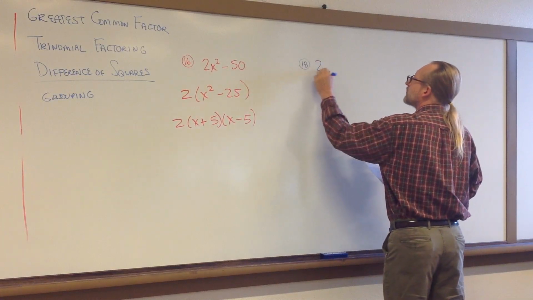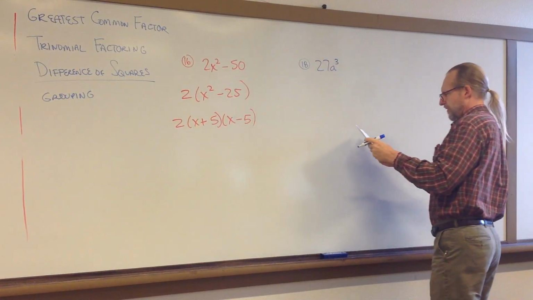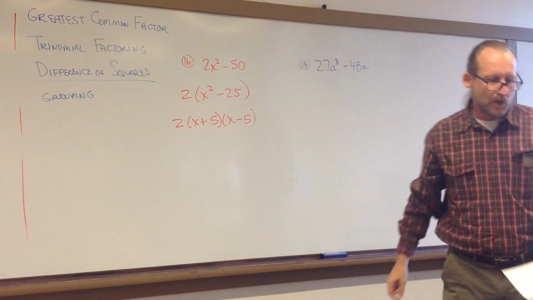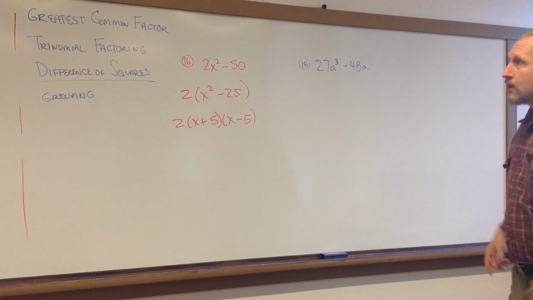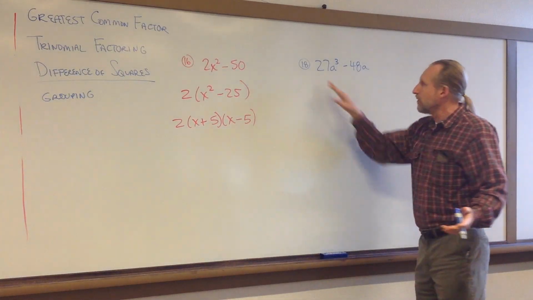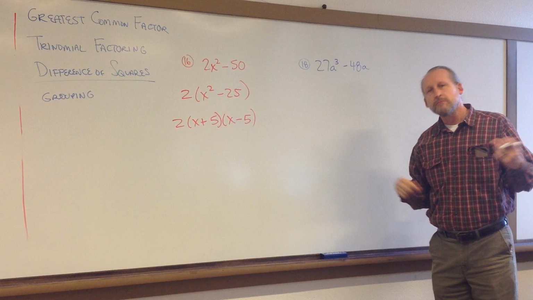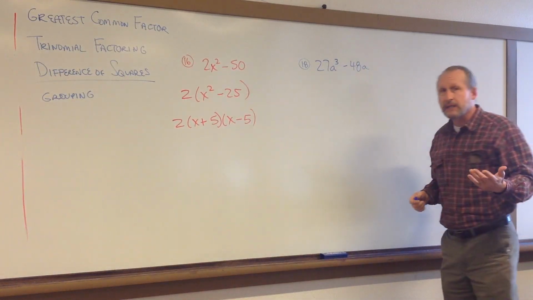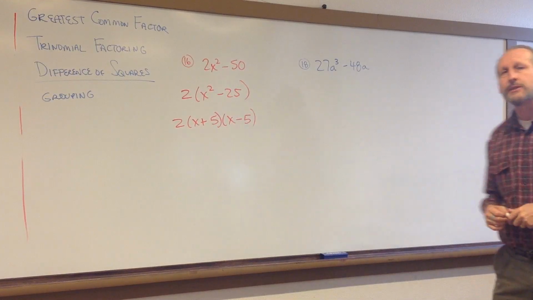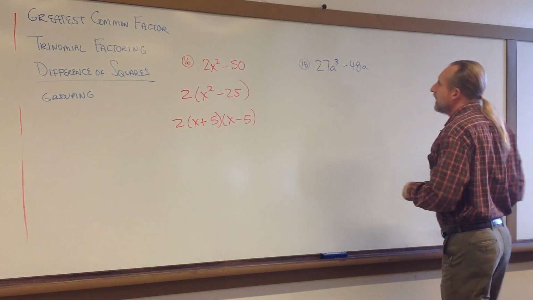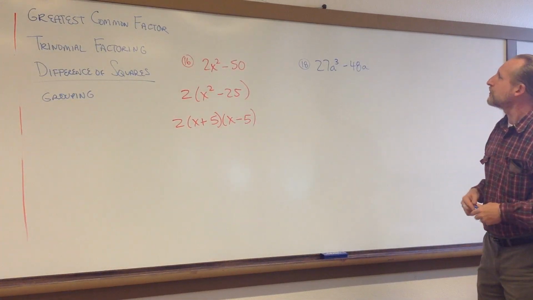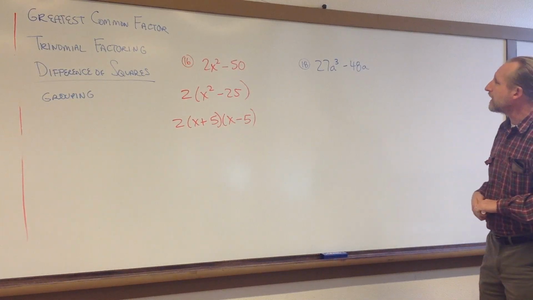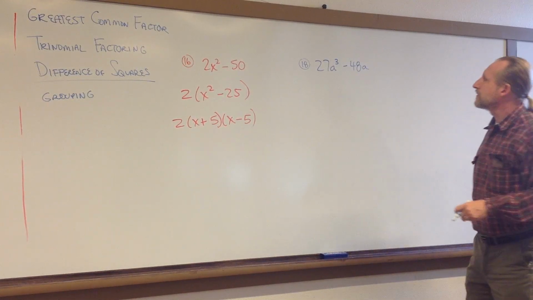So let's see, we start out with 27a to the third minus 48a. Well, in terms of numerical common factors for the coefficients, 27 is 3 times 9. So check to see if those numbers divide into 48. 9 does not divide into 48, but 3 does, okay? And I encourage you to use your calculator to determine that. If you don't recognize it right away, then it's helpful to use the calculator.